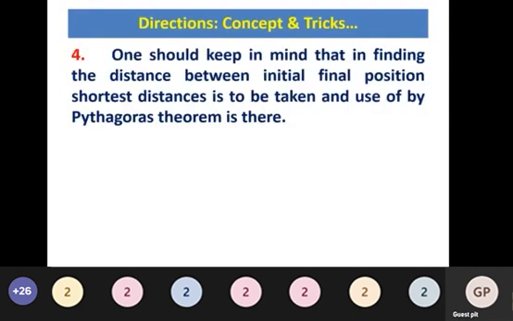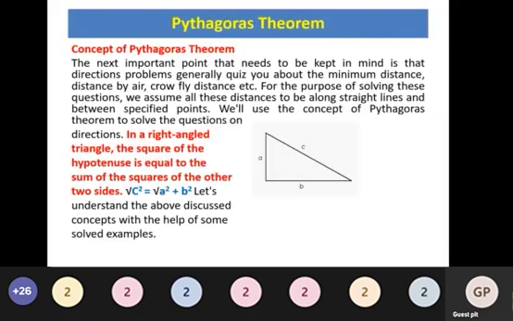Under the concepts and tricks, point number 4: one should keep in mind that in finding the distance between initial and final position, the shortest distance is to be taken and the Pythagoras theorem is used. We'll study in detail what we mean by the Pythagoras theorem. It is quite easy because we have already learned it in mathematics, so I'll tell you what it means. So, the concept of Pythagoras theorem.